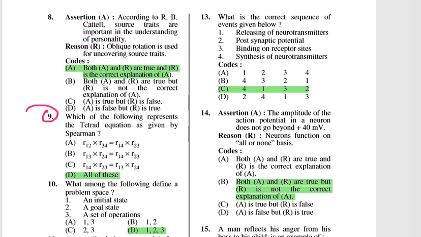Question number 9 states: which of the following represents the tetrad equation as given by Spearman. So by Spearman, equations are given. It is asked about the tetrad equation, which represents the tetrad equation, and the correct answer is all of these. These three all represent the tetrad equation.